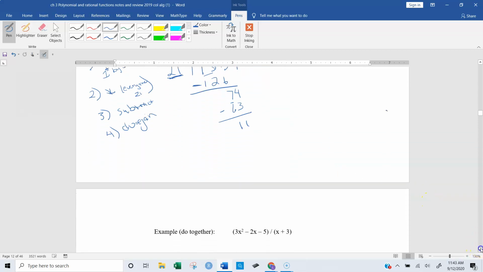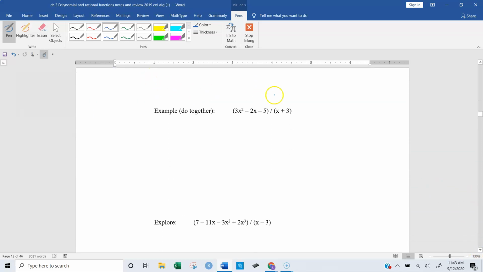Okay, now we're going to do it with real stuff. So we're going to put in 3x squared minus 2x minus 5. We're going to divide it by x plus 3. So the first place we look is our first term, x and 3x squared. So in your head, you're thinking, what is 3x squared divided by x? And that equals 3x. So we put 3x in our answer. Now, that's step 1. We divide it, right?